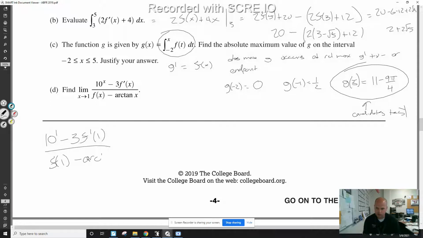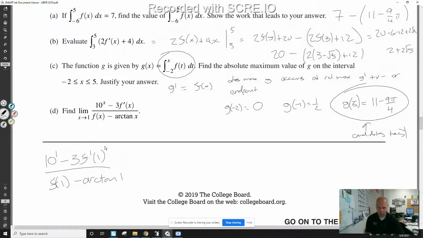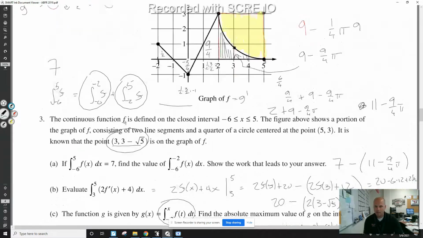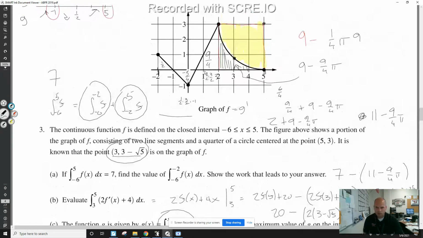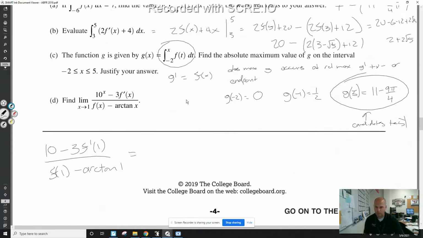This is a trick problem. Again, brutal question 1 on the AP exam. And both AB and BC students had this question. Brutal. F prime of 1 is the slope of this line segment, up 2 over 1. This is 10 minus, I immediately know that it's not a L'Hopital's rule problem. 10 minus 6 is 4.